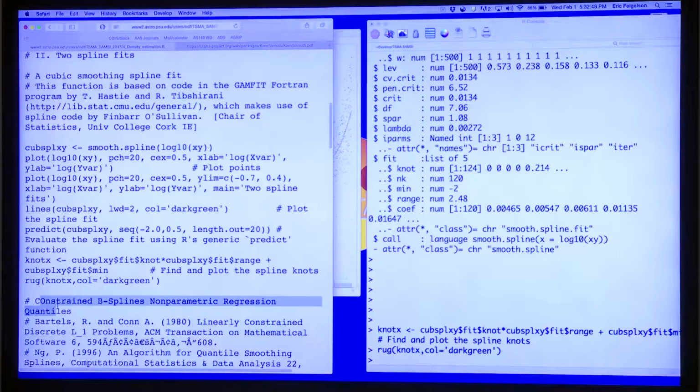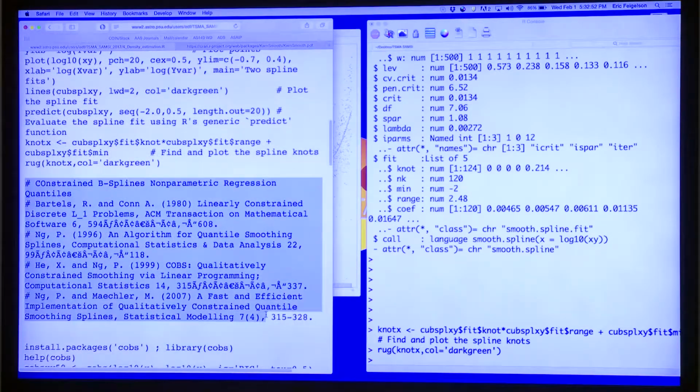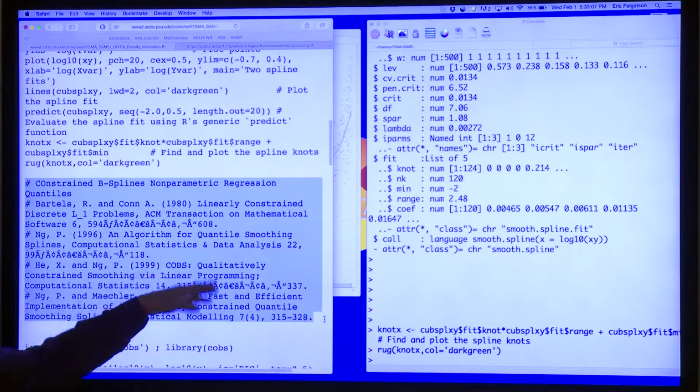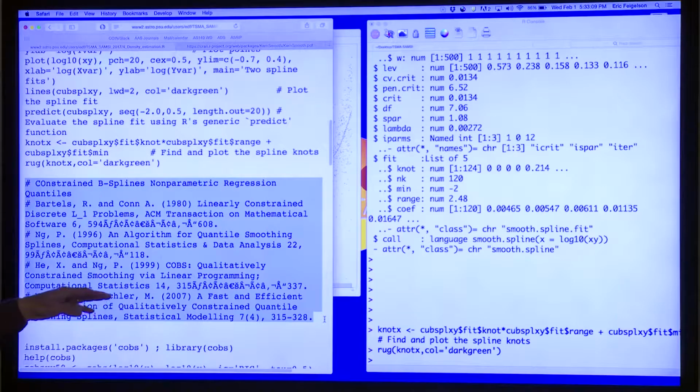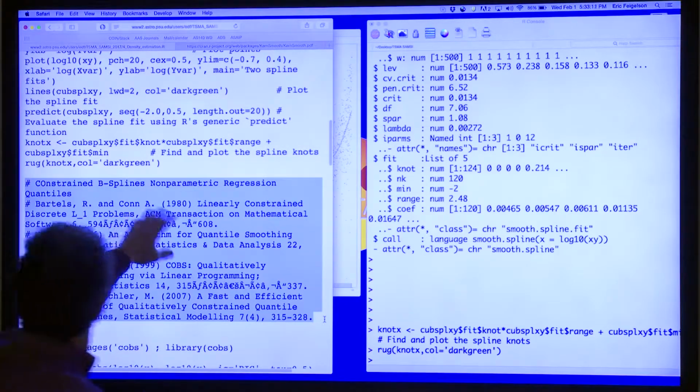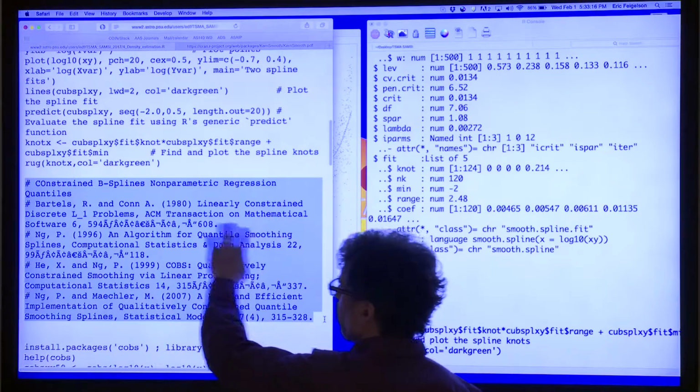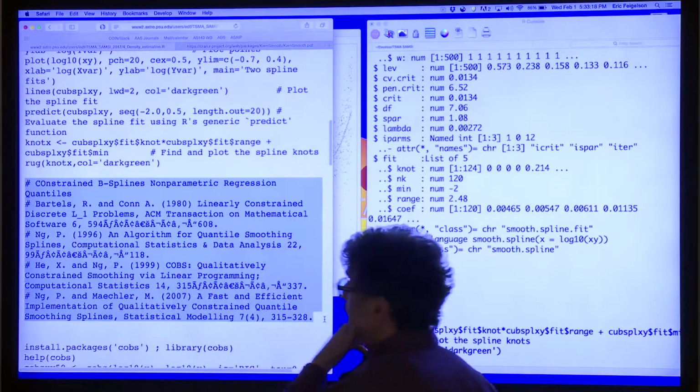Okay, so being an energetic astronomer, I go and I look around R and CRAN, and I found another one. I found COBS, constrained B-splines non-parametric regression quantiles. And I decided, well, how do I know? I don't really know these people. So I read their documentation. So I found out that it started in 1980 with an article in ACM Transactions on Mathematical Software called Linearly Constrained Discrete L1 Problems.